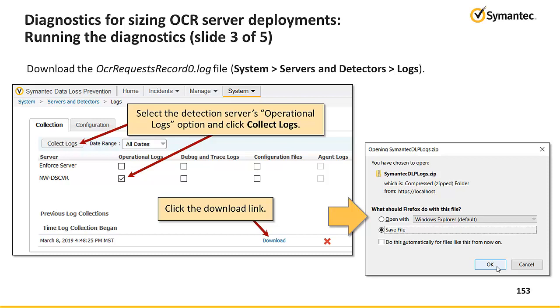To do this, go to System, Servers and Detectors, Logs. From the drop-down on the Collection tab, select the detection server where you ran the OCR diagnostics. Place a check mark in the Operations Logs box associated with the selected detection server and click Collect Logs. Use the Enforce Administration console's Refresh button to refresh the page until a download link appears for the requested logs. Click Download and then save the log collection zip file to a readily accessible location. Then extract the contents of the zip file.